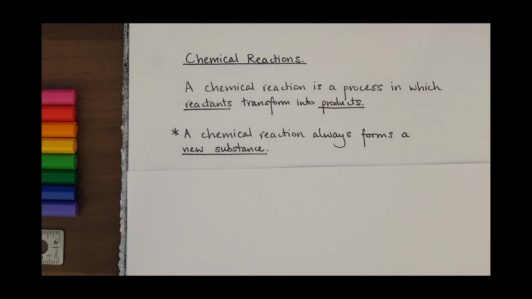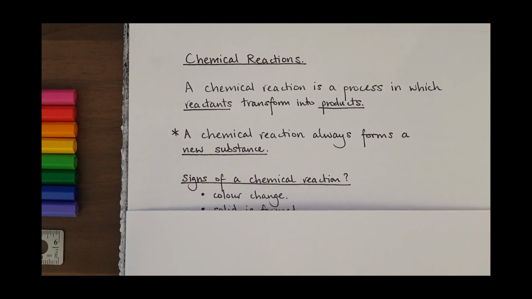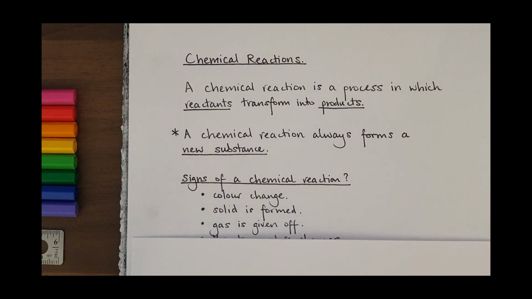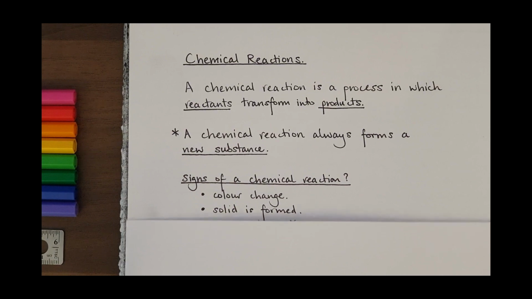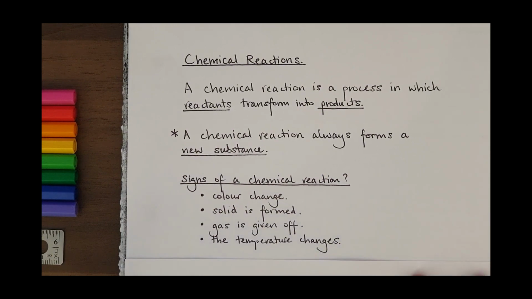And there are ways that we can recognise that a chemical reaction has actually happened. There are signs of a chemical reaction that we can look out for. So what might they be? You could have a colour change. You could have a solid being formed, and I'll come back to that one. You could have a gas being given off, or the temperature could change. Now there's a couple of them that can be confusing, so we're going to have to go over this.